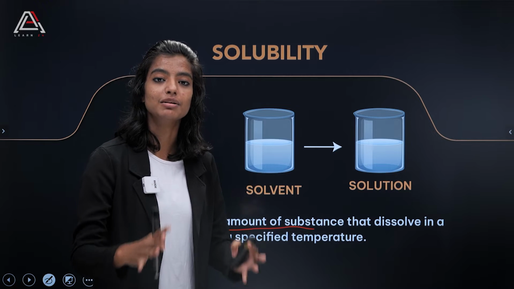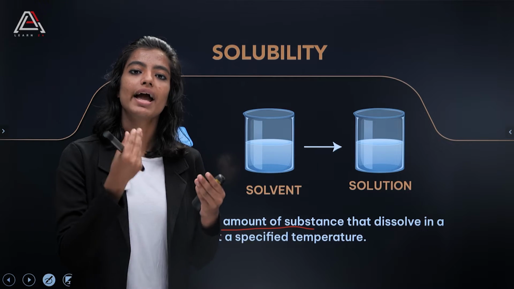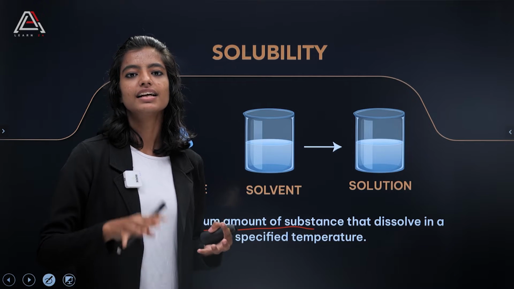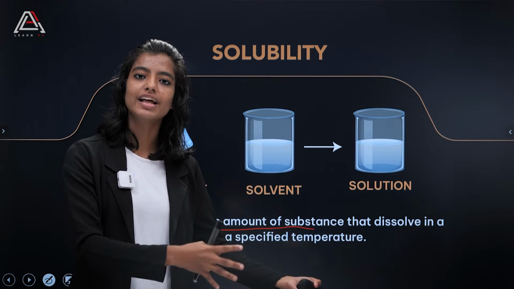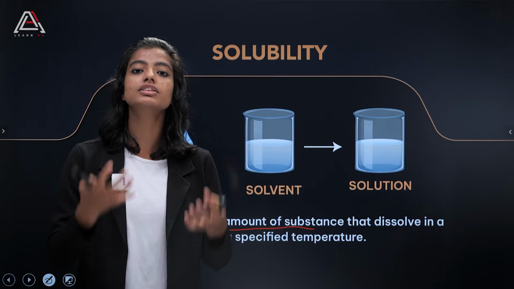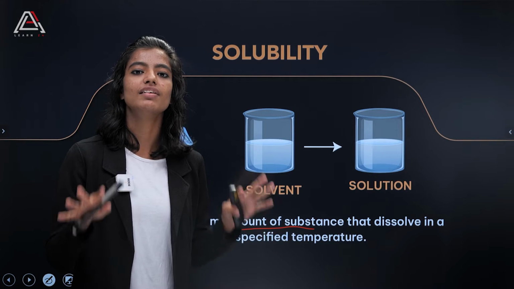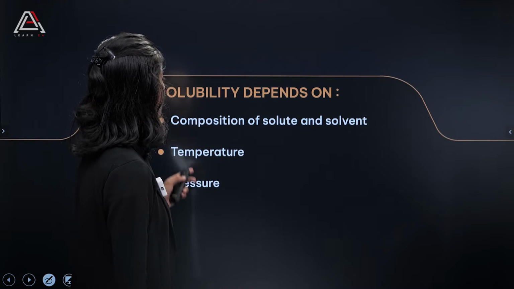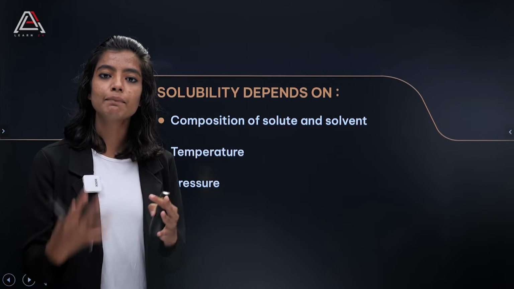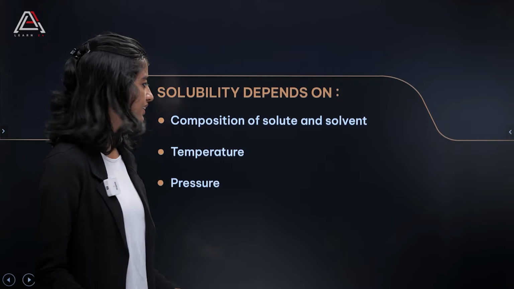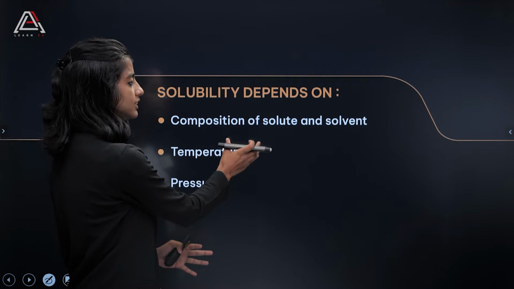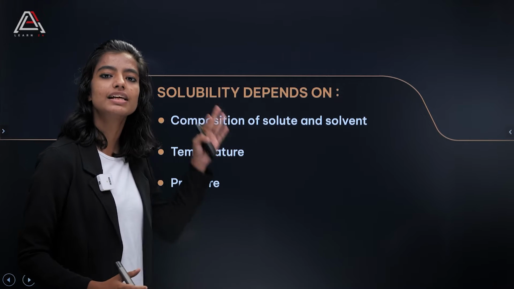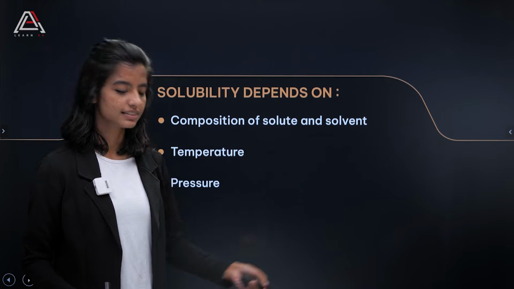This is the solubility. The maximum amount of solute that can dissolve in a solvent is the solubility of that solution. Now, solubility depends on 3 factors: the composition of solute and solvent, temperature and pressure. I am going to explain this in the coming topics.